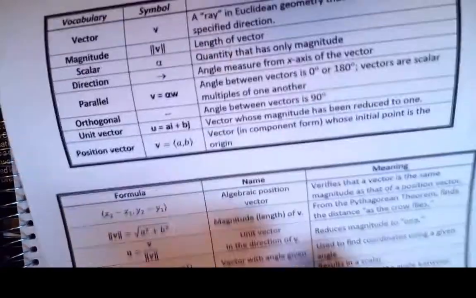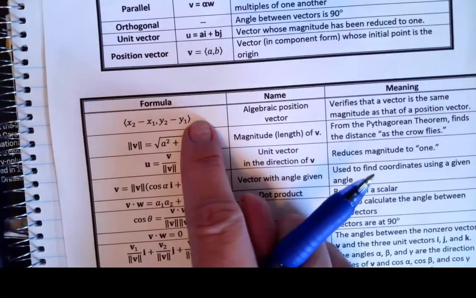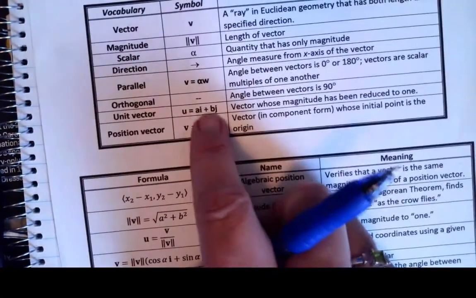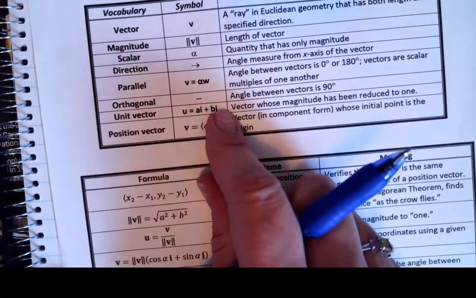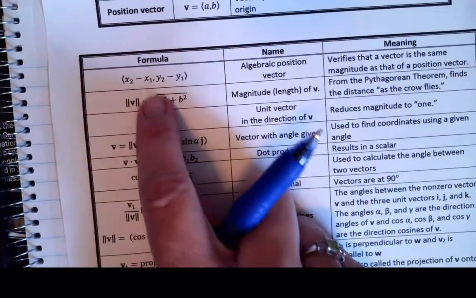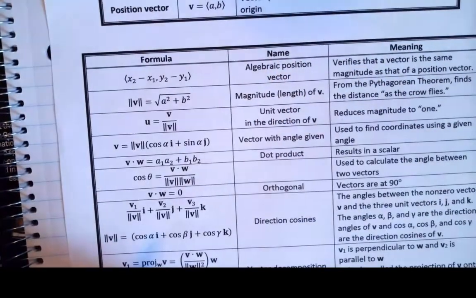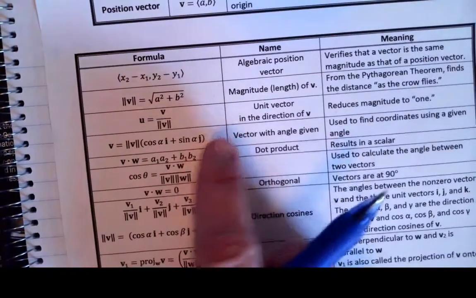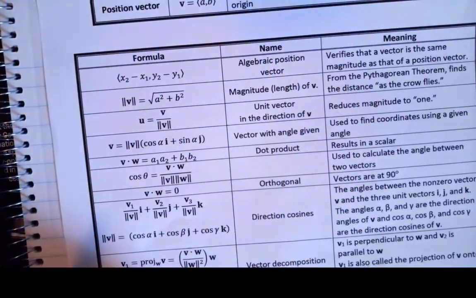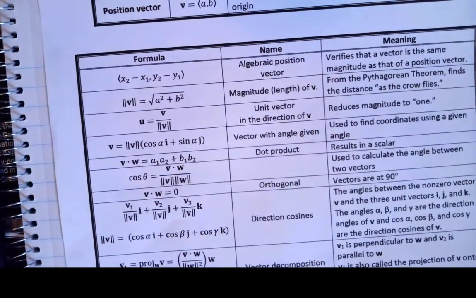And so if I want to find a formula for an algebraic position vector, I'm also going to have z2 minus z1. And that's going to give me ai plus bj plus ck. I can find magnitude simply by taking the square root of a squared plus b squared plus c squared. Unit vectors are going to be found the same way. You're going to take each component divided by the magnitude of the vector. So all these things are the same. This is not quite the same because it's different.